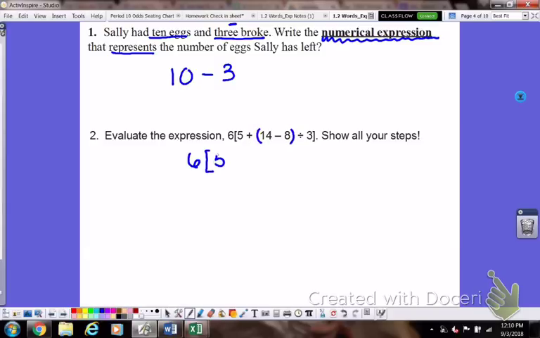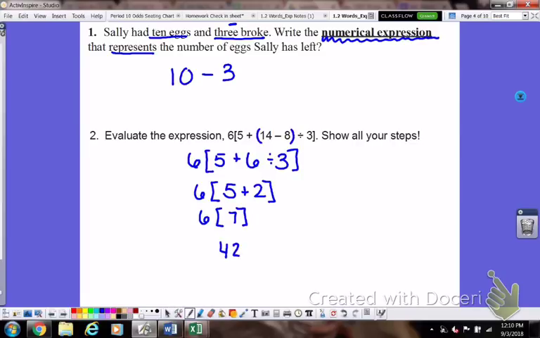So 6 times 5 plus 14 minus 8 is 6 divided by 3. Just like before, division comes before addition. So 6 times 5 plus 2. Again, showing all of our steps. Stay inside those brackets. 5 plus 2 gives us 6 times 7, and 6 times 7 gives us our 42.